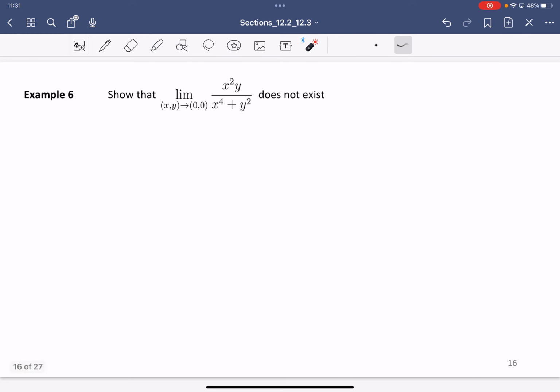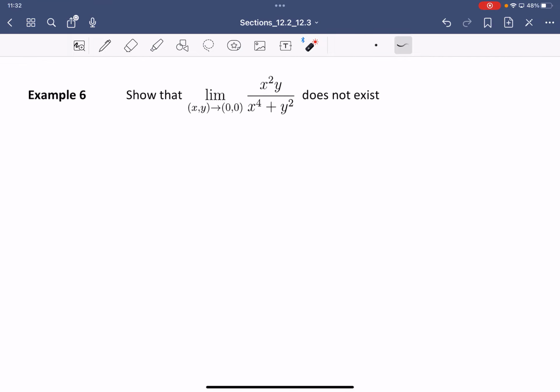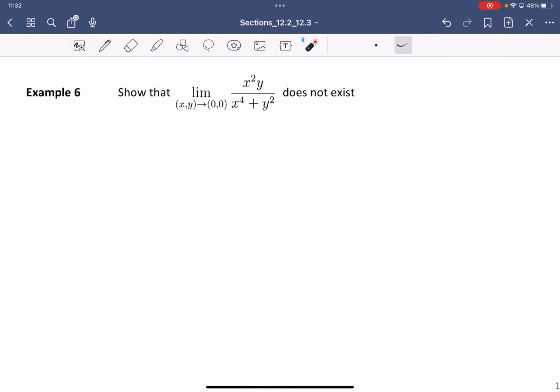Like in the next example, we're gonna learn how to pick the line one more time here. Example 6: the limit of x squared y over x to the fourth power plus y squared. Maybe this is a good one that when you finish it you can stop here because it's 11:32 now.